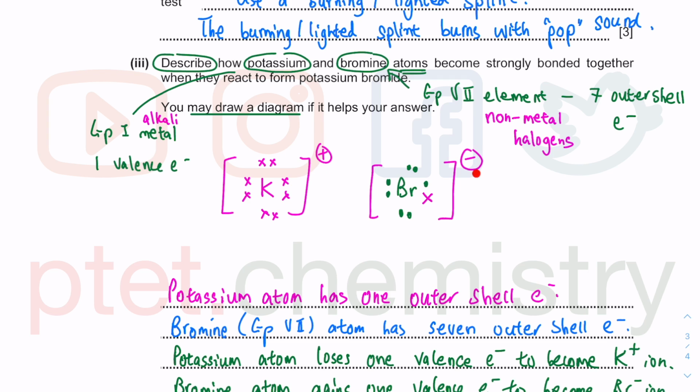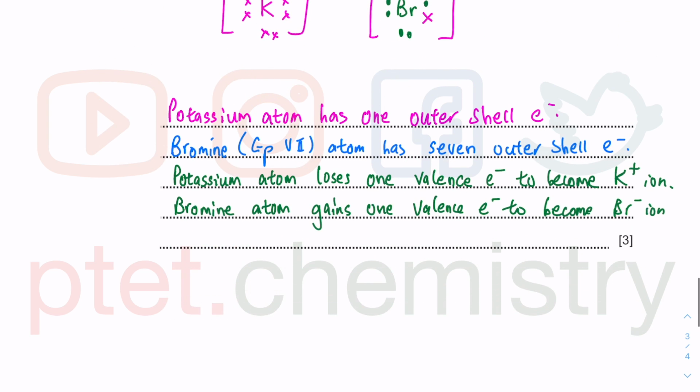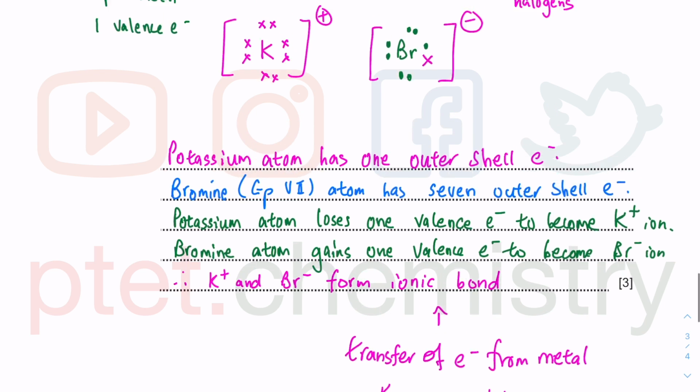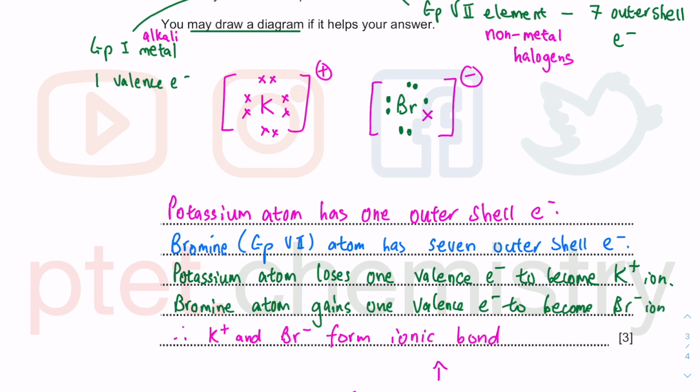Between the positive ion and the negative ion, what kind of bond do you form? So therefore, K plus and Br minus form an ionic bond. Ionic bond is basically formed as a result of transfer of electrons from your metal to your non-metal, because your metal loses electrons, your non-metal gains electrons. You form an ionic bond between positive ions and negative ions, and that is the overall 3 marks there.